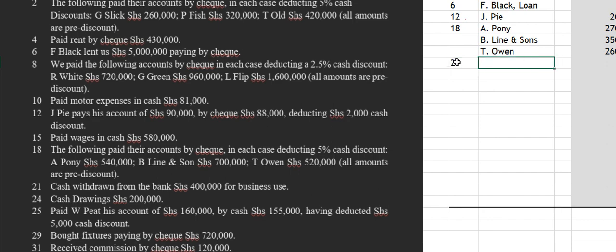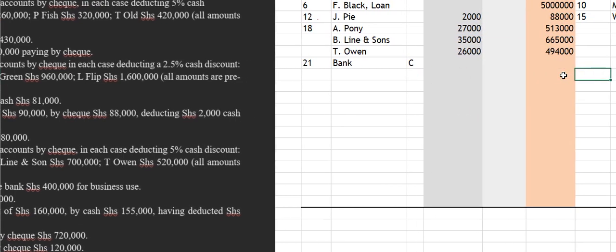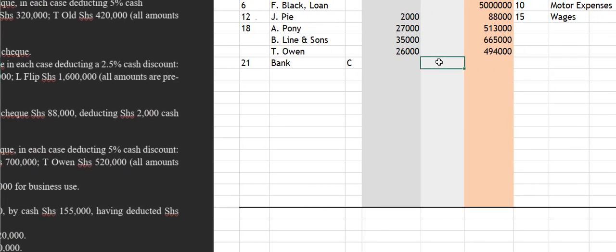This cash is withdrawn from the bank for business use. So under details we write bank. In the folio column, remember the folio column is used for entering reference numbers, but in this case I'll put a capital C in the folio column. This amount is 400,000. So I recorded this in the cash column.